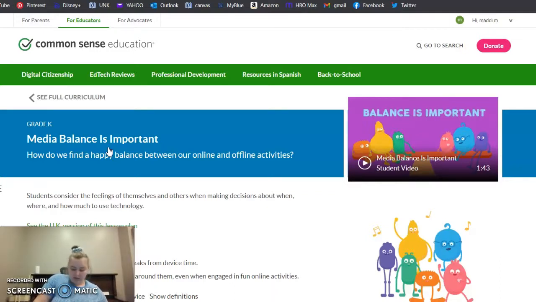The ISTE student standard that is met when this lesson is taught is empowered learner, which is students leverage technology to take an active role choosing, achieving, and demonstrating competency in their learning goals, informed by the learning sciences. The one under empowered learner would be 1A. Students articulate and set personal learning goals, develop strategies leveraging technology to achieve them, and reflect on the learning process itself to improve learning outcomes.